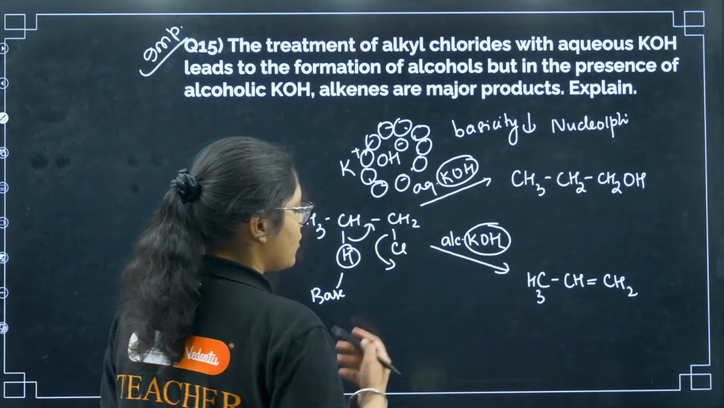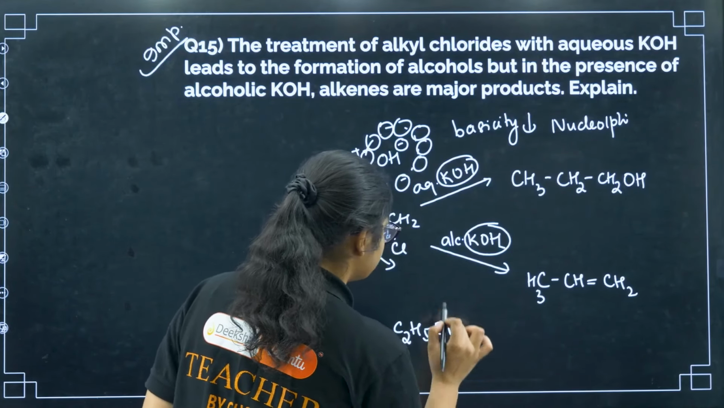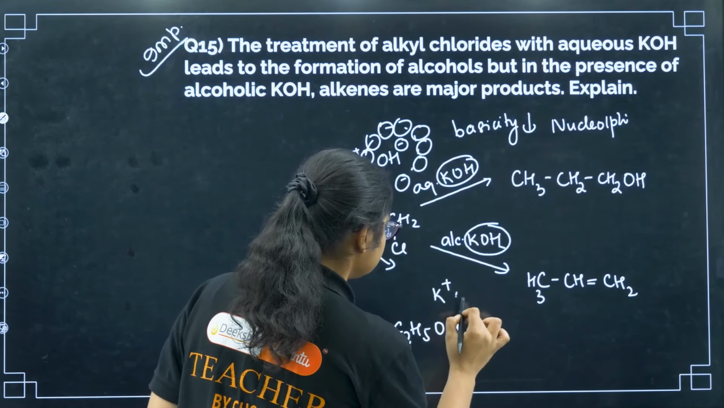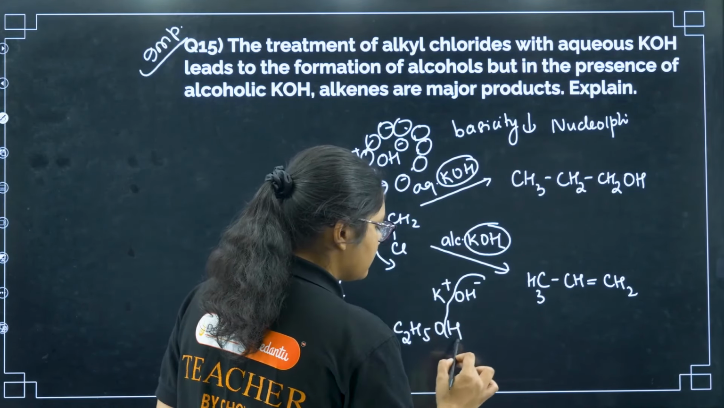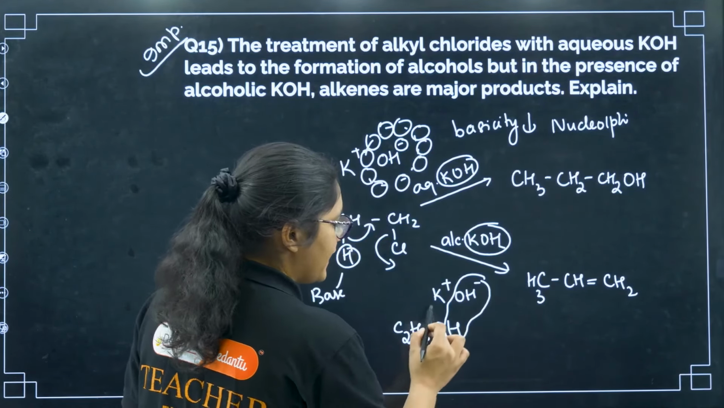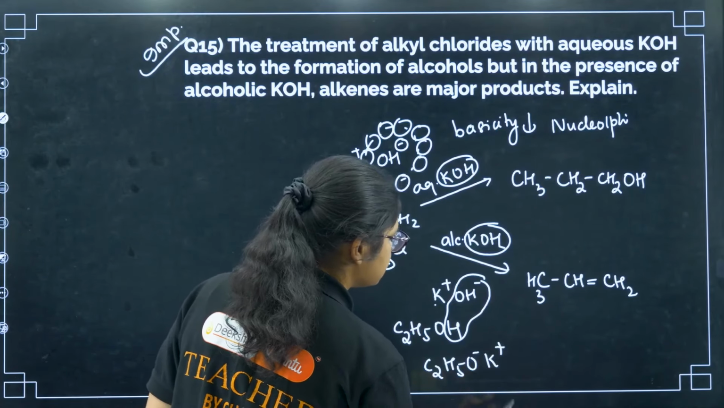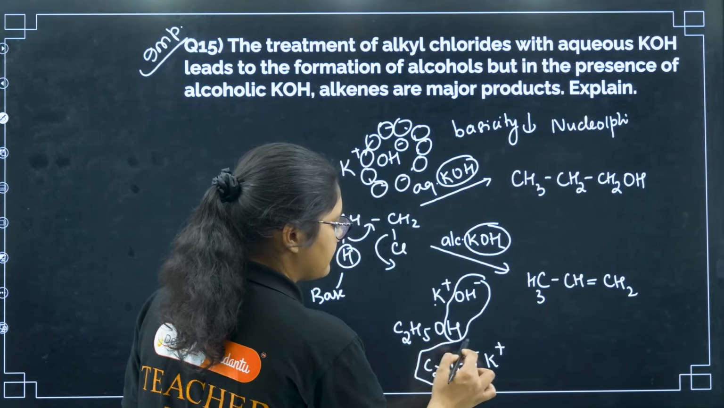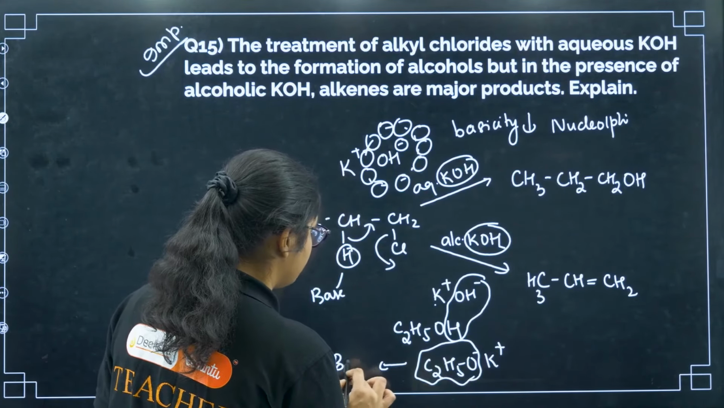But when you have alcoholic KOH, for example I write C2H5OH in the presence of K plus and OH minus. So what will happen? Here this one forms a water molecule, and this one exists like this, C2H5O minus and K plus. Now this O minus and K plus, this RO minus is a very good base.